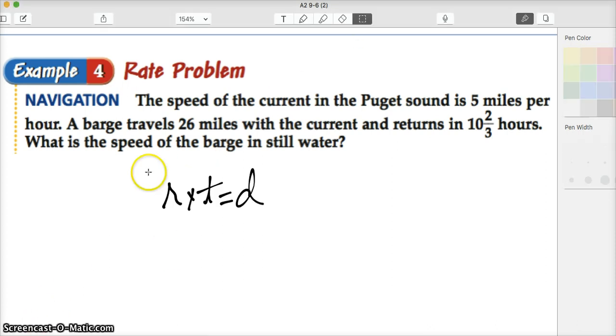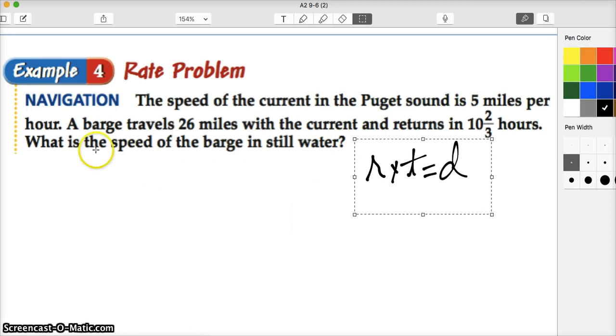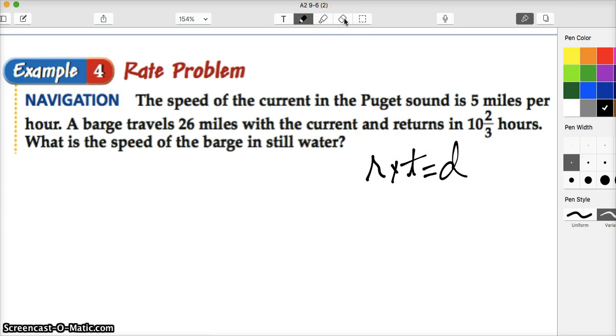So the first thing we want to do is just consider the relationship that we know that rate or speed and time and distance have. We know that rate times time is going to give us the distance. And so that's the first thing. The second thing we need to think about is that there's two things happening. This barge travels in one direction and then comes back. And here's what we know.